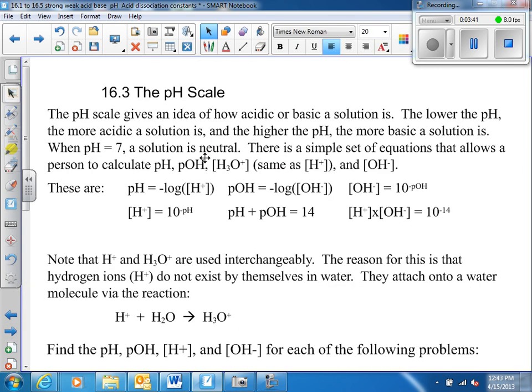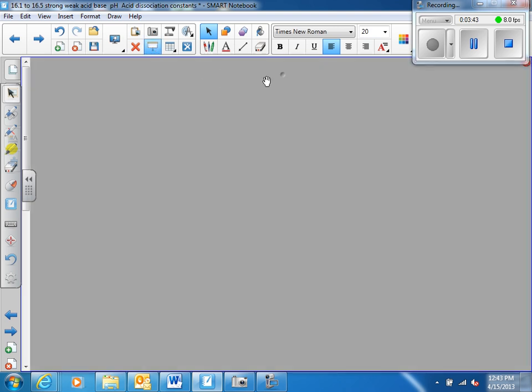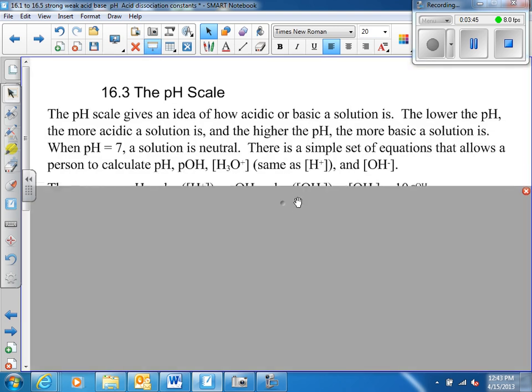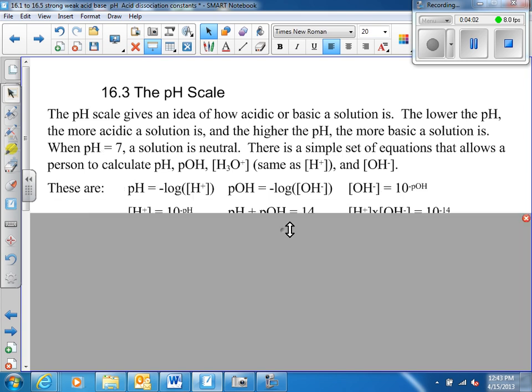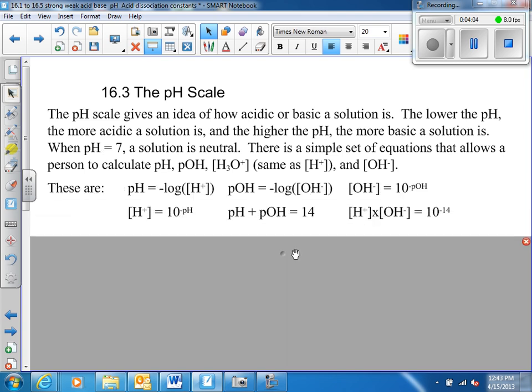Next concept, the pH scale. There's a lot of information here. Okay, pH scale lets you know how acidic or basic a solution is. The lower the pH, the more acidic. The higher the pH, the more basic. pH 7 is neutral. So 1 through 6, acid. 8 through 14, base. And these equations, you do not have to memorize them, but you will need to know how to use them.